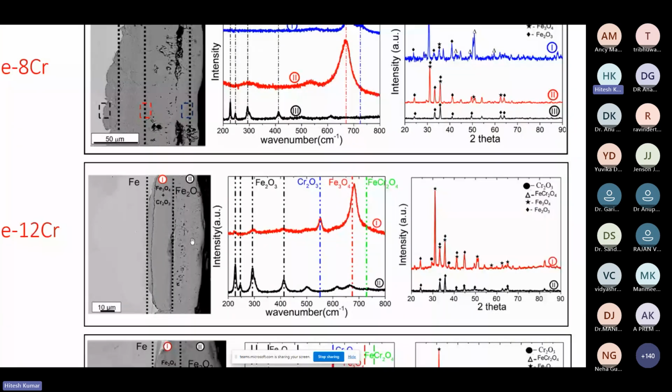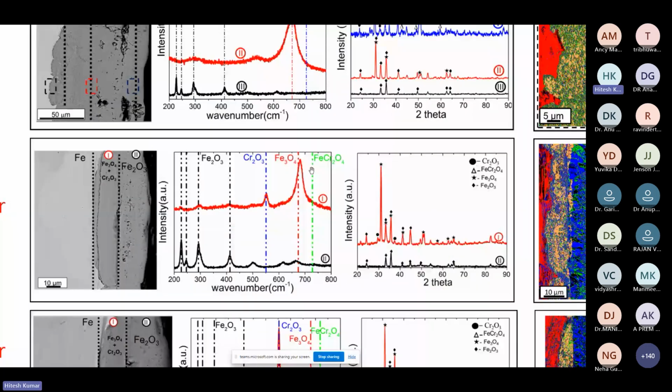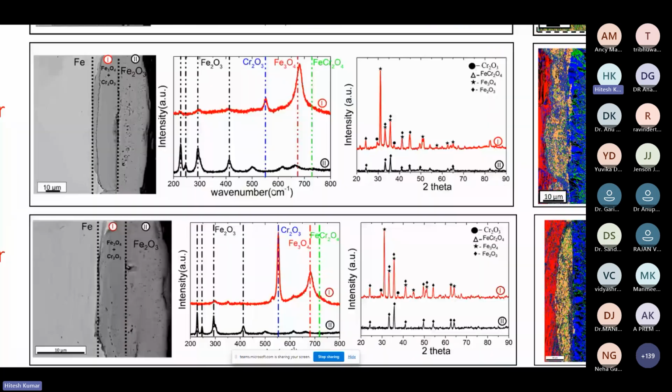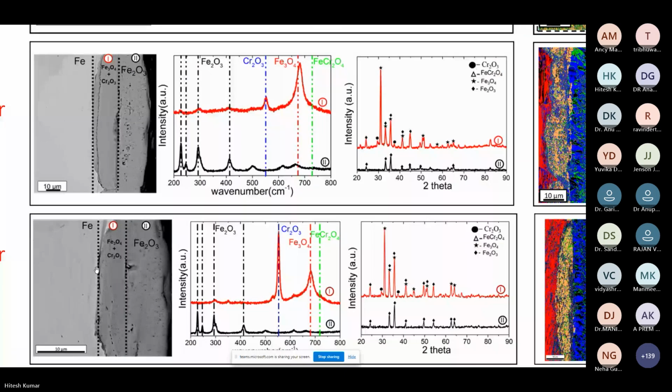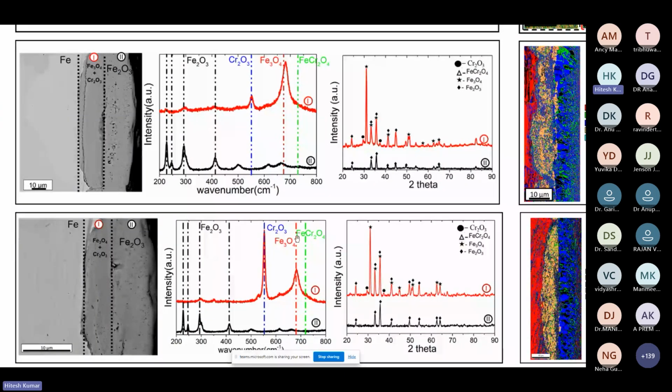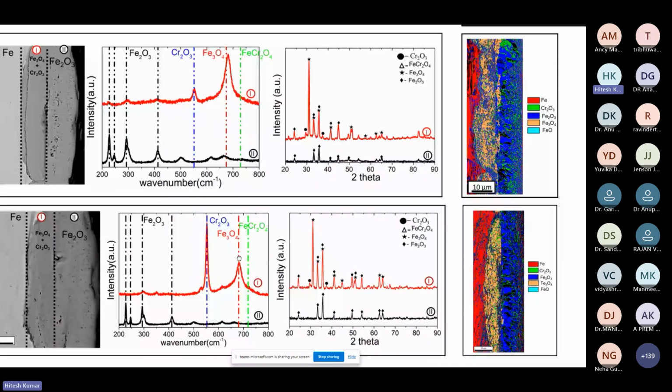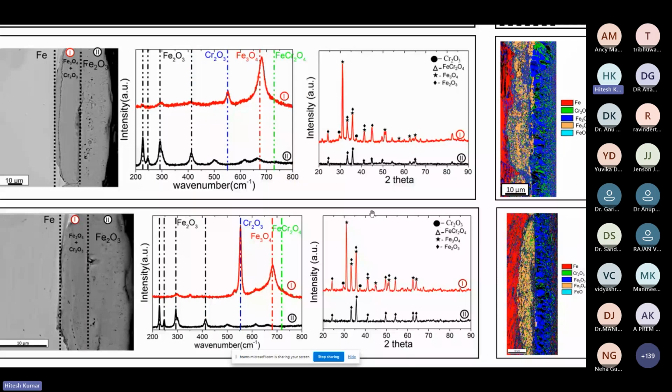Then there are two different layers here. This one again, and this one. To confirm that, it shows FeCr2O4, as well as a small peak of chromium oxide, Cr2O3, which improved in the case of 16 chromium. This was also confirmed with X-ray and EBSD.